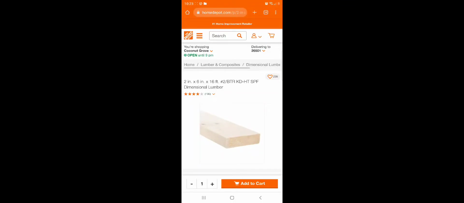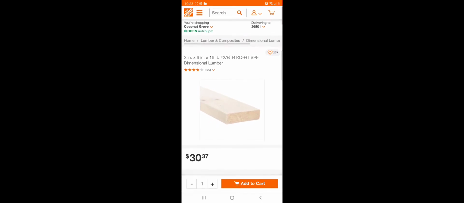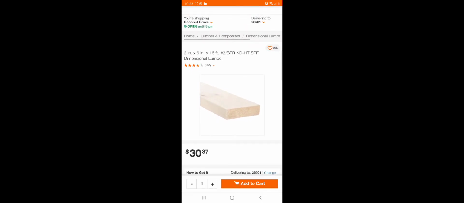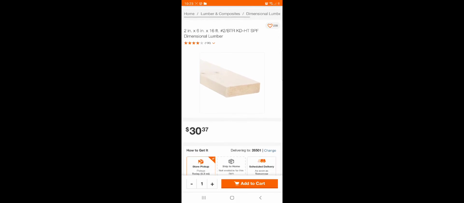Alrighty, guys. So I decided to look up the wood to see exactly what type of wood we had gotten. And I came across 2 important things. I'm so excited about it. One, this wood here, as you can see, is a 2x6x16. And the number there, #2 BTR KDHT SPF, I typed in Google and it brought up this particular lumber, and it's exactly what we have.